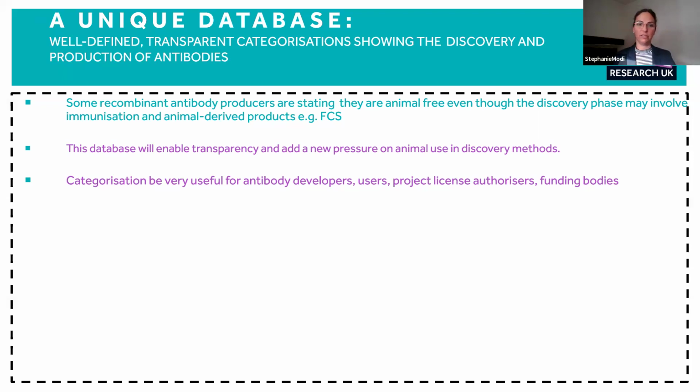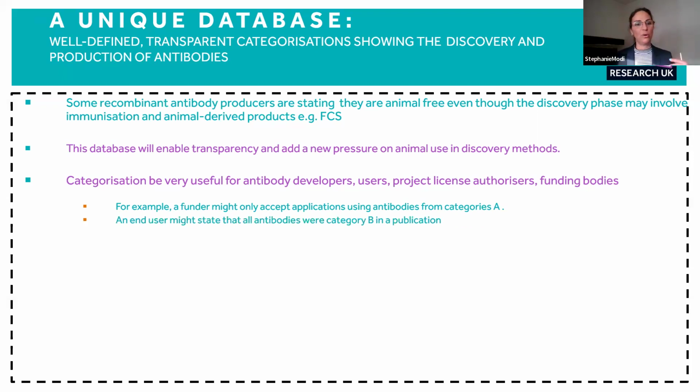And it will be useful for developers, users, project license authorizers, and funding bodies. So, for example, a funder might only accept applications using antibodies for category A, or an end user in their publication might say, I only used antibodies in category B or A for this research. And it might potentially be useful for the granting of licenses as well, in terms of what the Home Office license inspectors do.